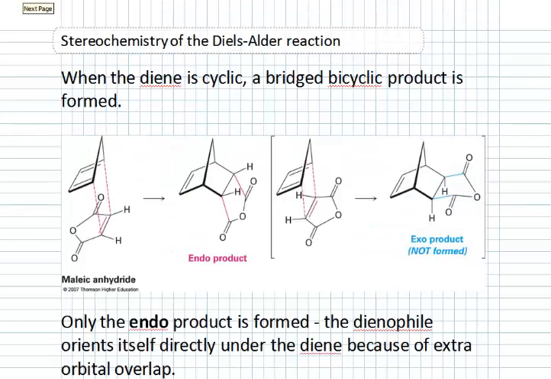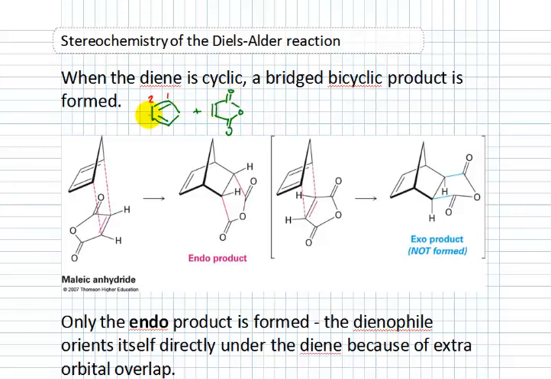If a diene is cyclic, a bridged bicyclic product is formed. These are sort of drawn from the side. I'll draw them from the top just to show you what we're dealing with. I have cyclopentadiene, so a 5-membered ring with 2 conjugated double bonds in it, plus this compound with a 5-membered ring and C=O's and an O outside of it. So it has these electron withdrawing groups like it needs.